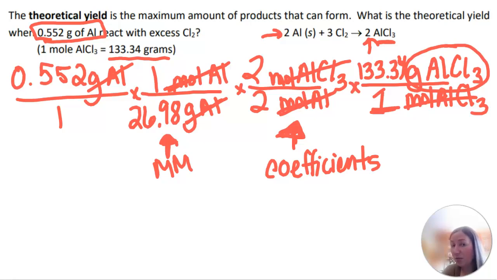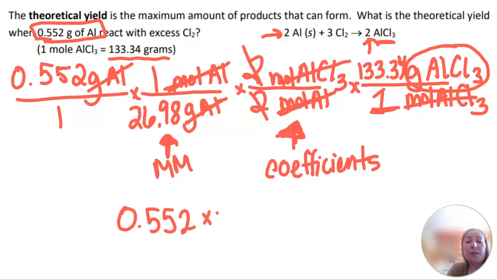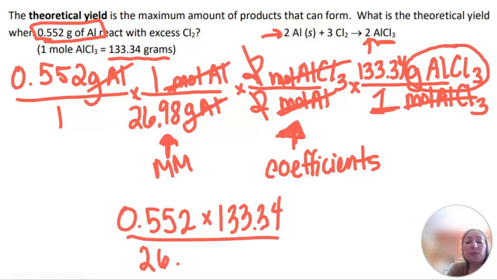Now we just do the math. You know, 2 over 2 cancels in fractions. We can get rid of that. I think it's a little bit easier too. Then in our calculator, it's just 0.552 times 133.34 divided by 26.98. Since there's only one number on the denominator, you wouldn't need parentheses.